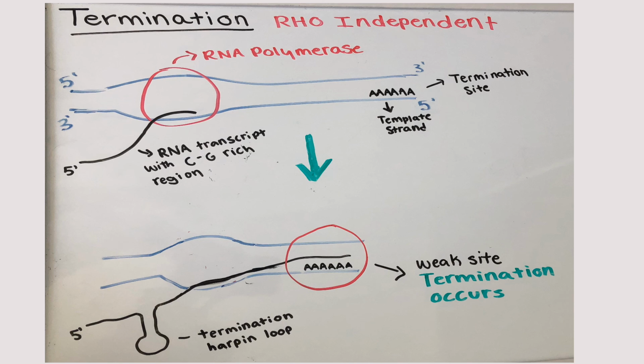In Rho-independent termination, when RNA polymerase hits a region rich with C and G nucleotides, it folds back onto itself and creates a termination hairpin loop. Because of the termination hairpin at the C and G rich region, if there is a long sequence of A's on the template strand, it signals termination, so the RNA breaks off because it's a weak point.